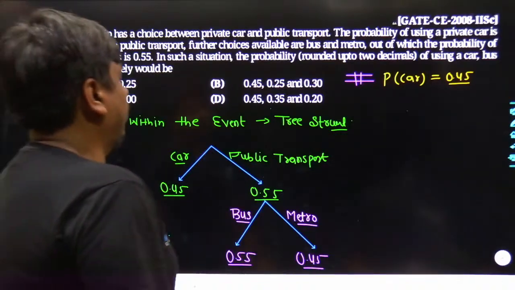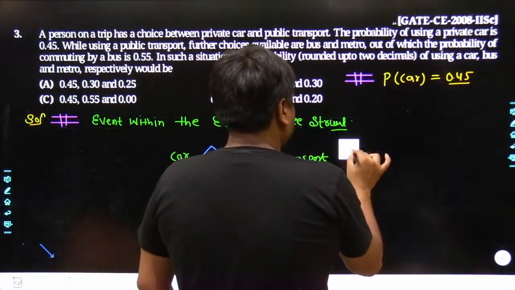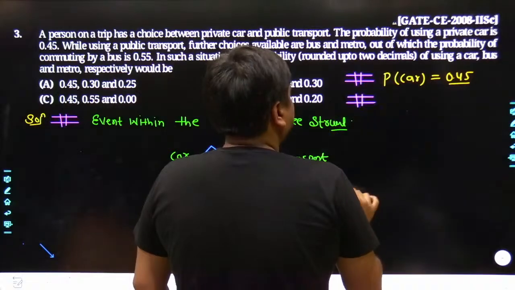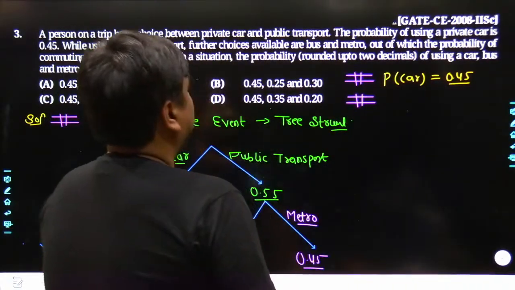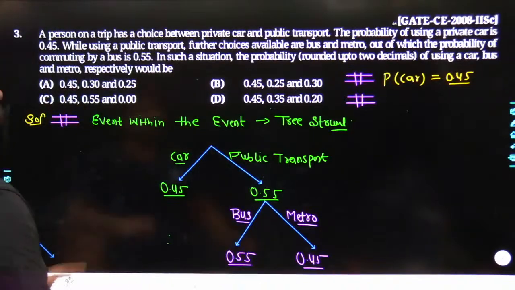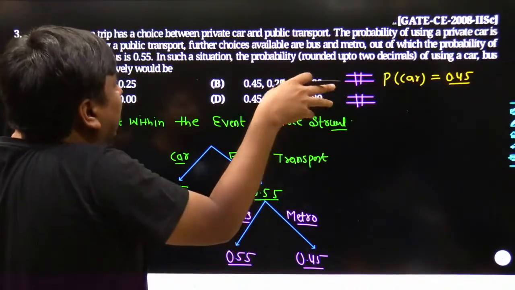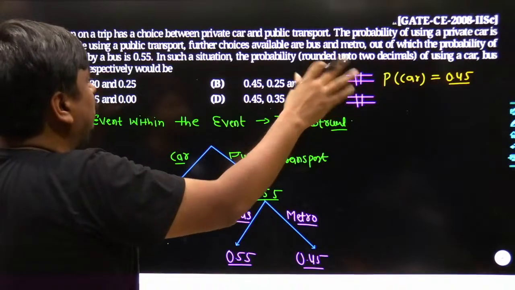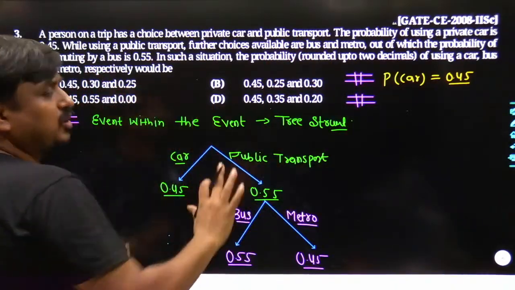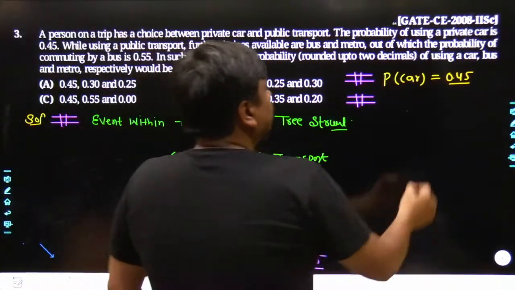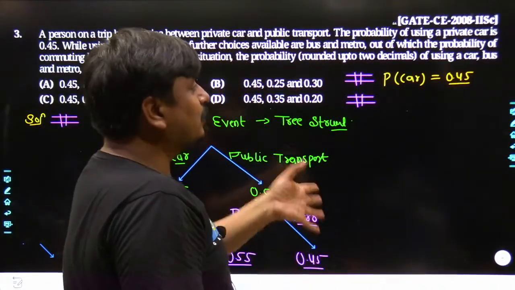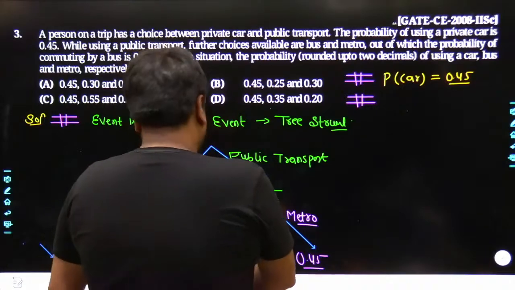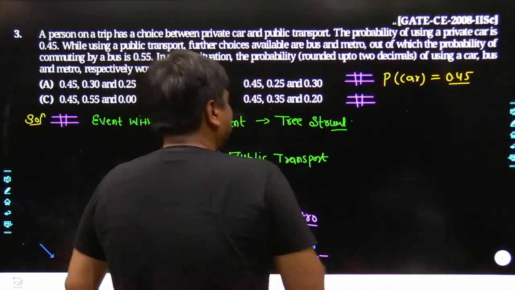Yes. Next, the data we are supposed to calculate is the probability that the person is moving through the bus and metro. Probably the student may have a little confusion, but once you see the options, it is clearly stated that we need to calculate the probability that the person would move through the bus separately and through the metro separately. So again, the same process is being used.